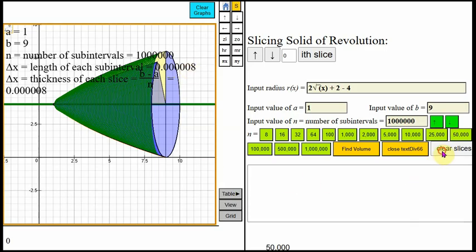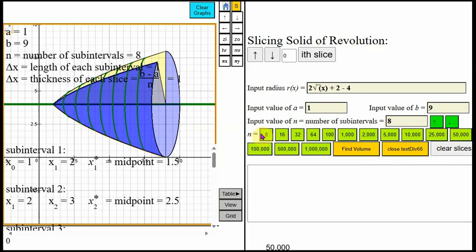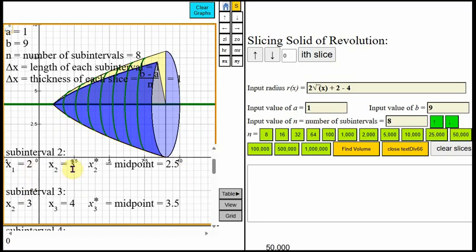But now let's go back to the case where I divided the solid into 8 slices. Therefore the first slice will be between the interval x equal to 1 and x equal to 2. Let's call the first point x sub 0 and then x sub 1. So the midpoint will be 1.5. The second slice will be between x equal to 2 and x equal to 3, and so the midpoint, denoted as x sub 2 star, will be 2.5.